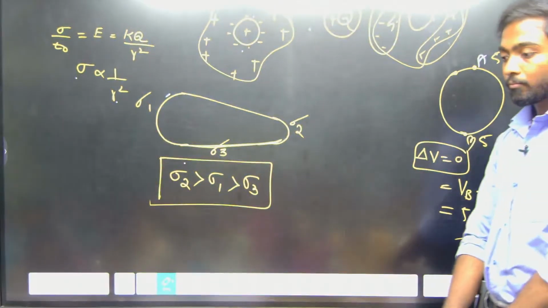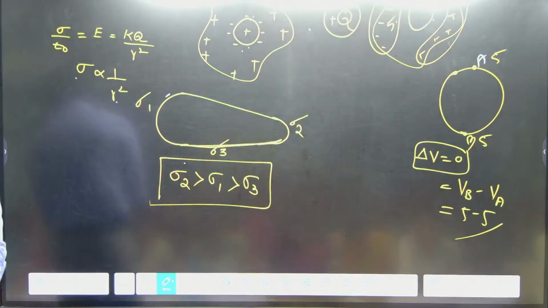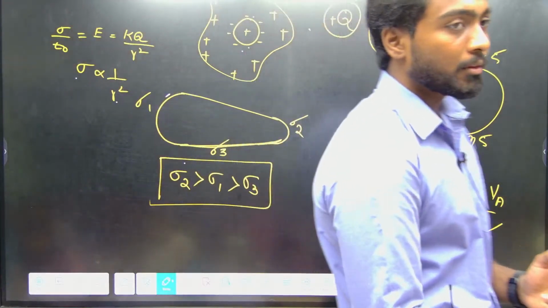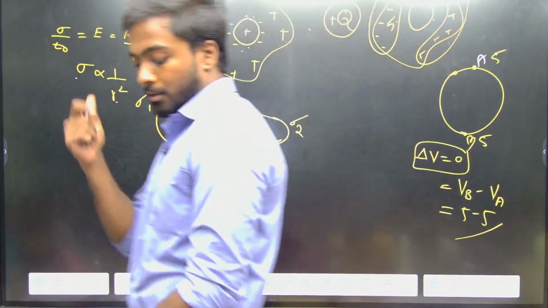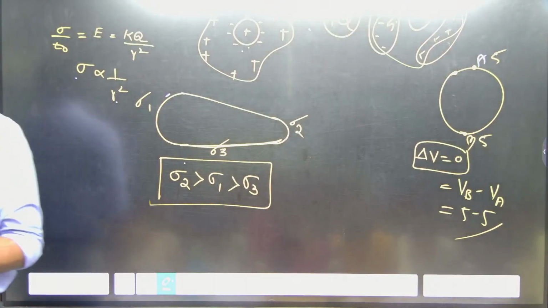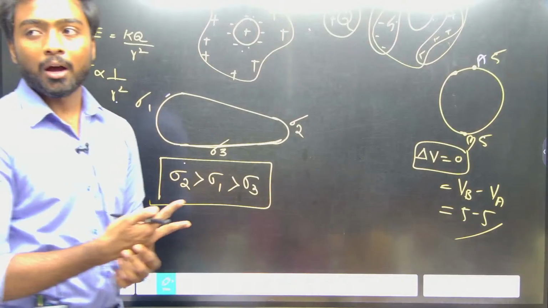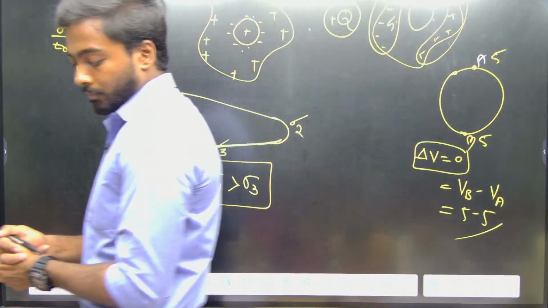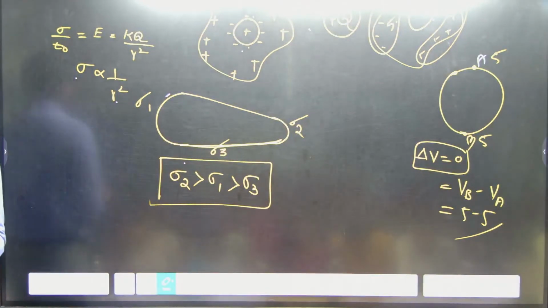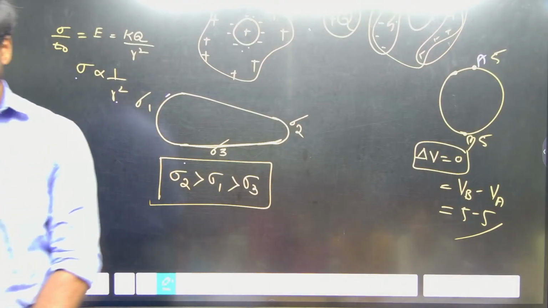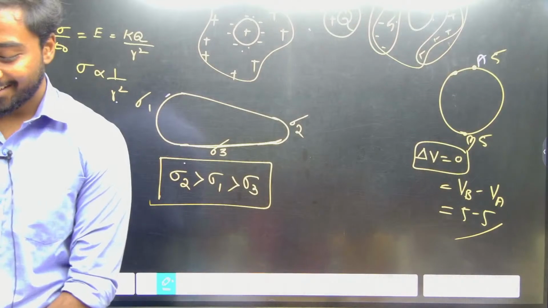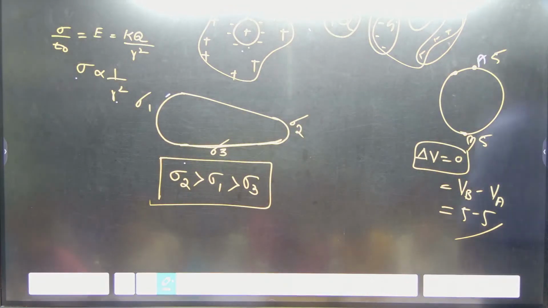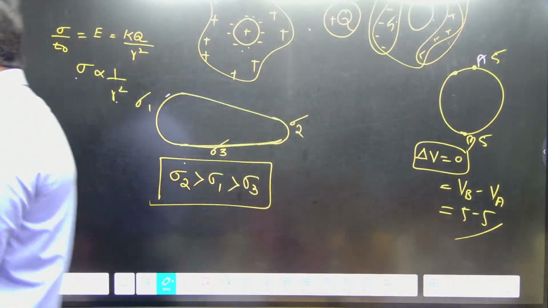The next point: the equipotential lines just outside the conductor have the same shape as that of the inside of the conductor.